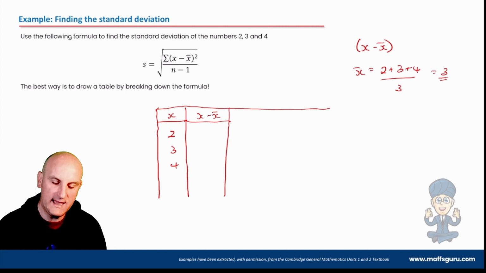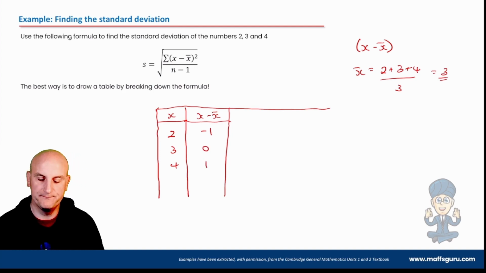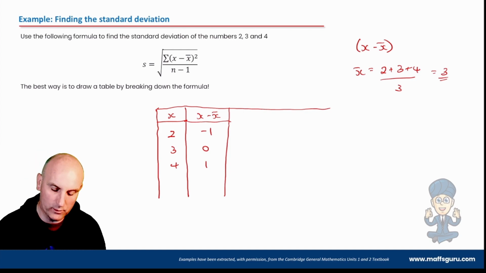So x is 2, minus x bar is 3. So 2 minus 3 is minus 1. 3 minus 3 is 0. 4 minus 3 is 1. Now, what does it tell me to do next? All right, so it basically wants me to square all those values. So now I need to do x minus x bar squared.